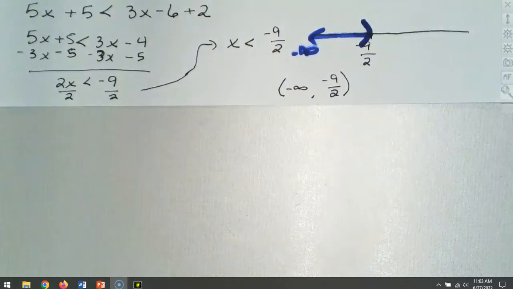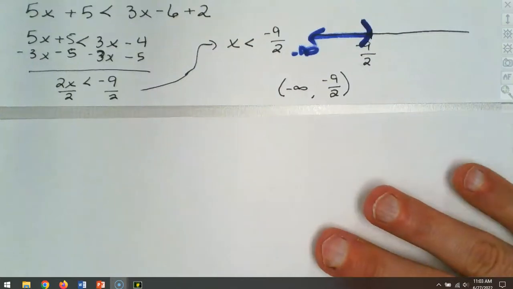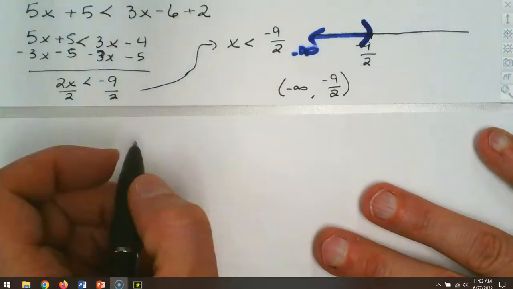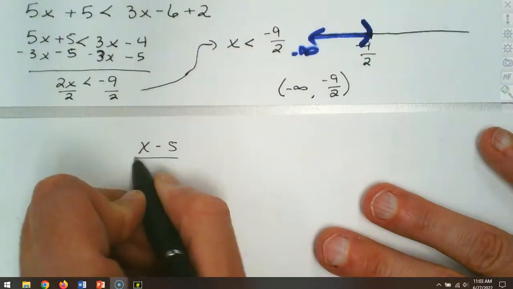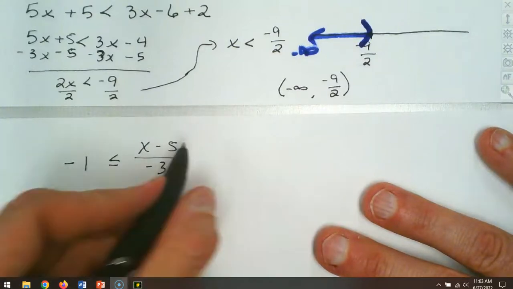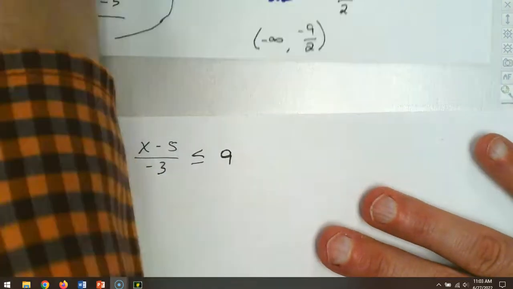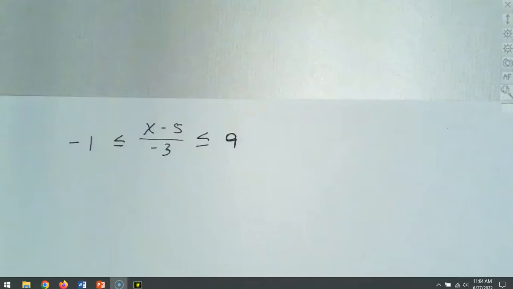Let's do a 3-part inequality and see how these work. So this is what's called a 3-part inequality, sometimes called a double inequality, because you've got 2 of them.